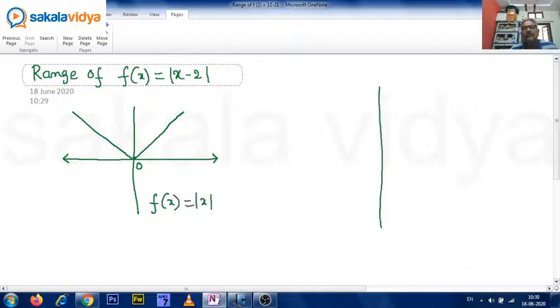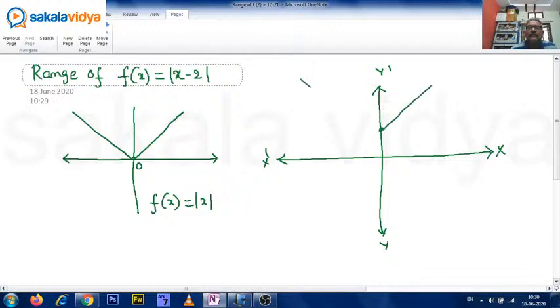So now, say this is the x-axis, x dash, y and y dash. Say x minus 2 will be here. So you get the graph like this, the mod graph. Say this point is 2, this will be 0. This is the graph of f of x equals mod of x minus 2.